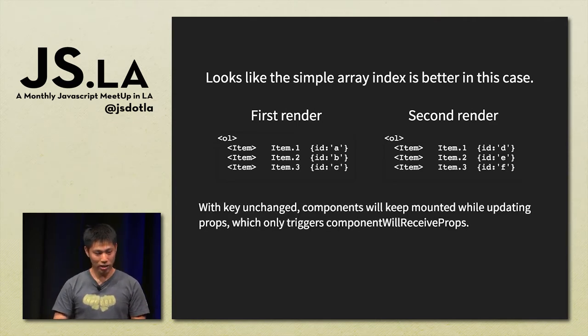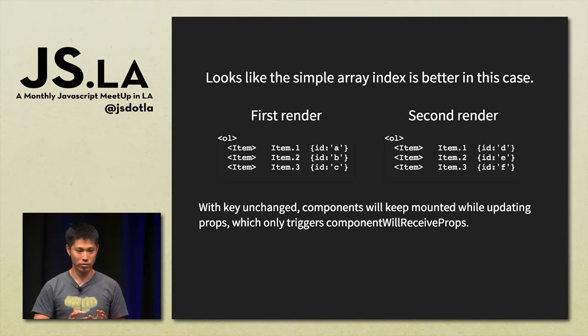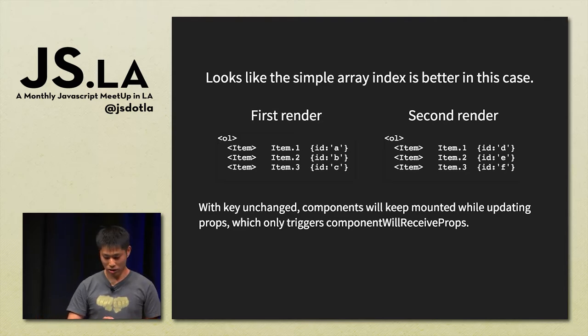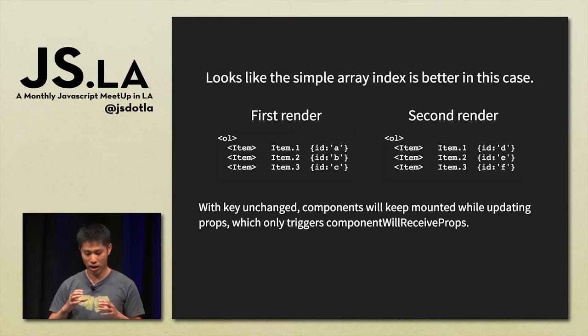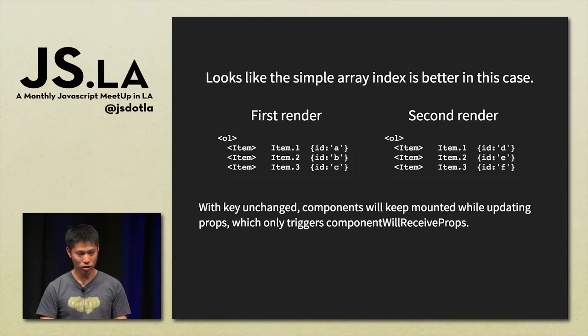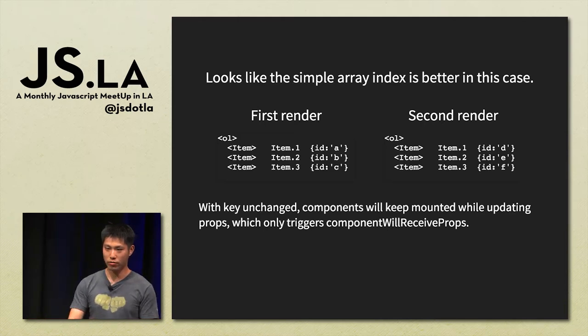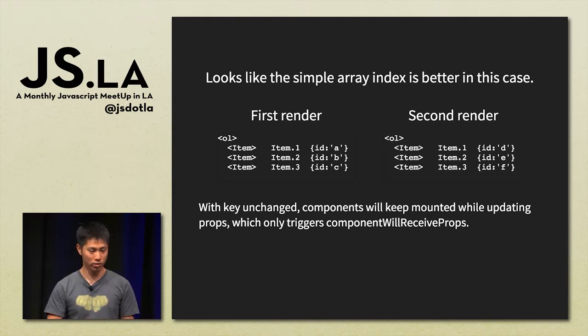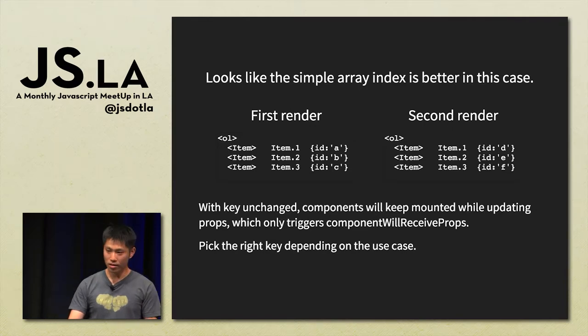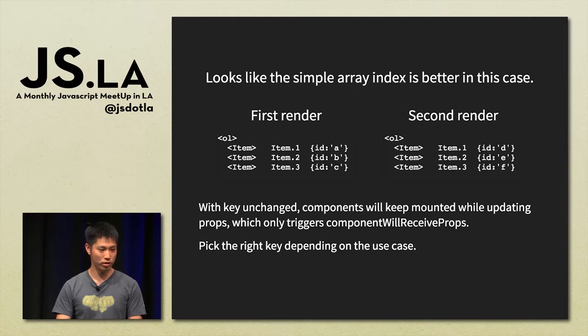So in this case, we are just passing in different data into the component, different props here. Because we're not changing the key of the component, the component can stay inside the DOM. We just need to pass in the different props, and React sees that. It will just execute the component's will receive props method to do any actions it needs. It doesn't need to destroy and recreate. So the advice here is to pick the right key. There's no single best solution. Pick the right key depending on your use case.